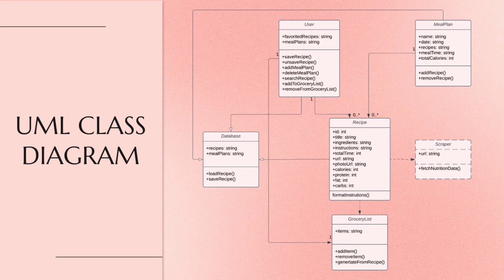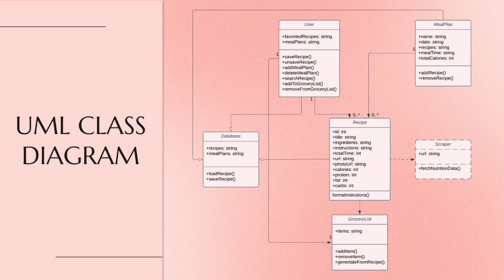So the user has certain attributes such as their favorite recipes and meal plans, which are designated solely to the user, and then a couple methods, including save recipe, unsave recipe, add and delete to meal plan, search for recipes, add to grocery list, and remove from grocery list.